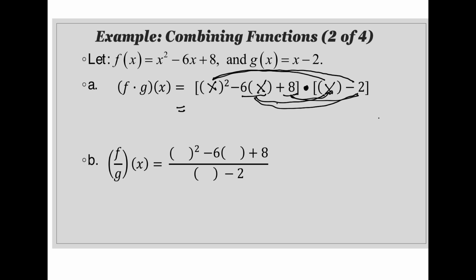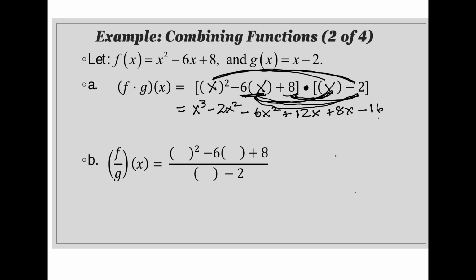So starting with x squared, that's x squared times x, or x cubed. Then we have x squared times the minus 2, so minus 2x squared. Then we go to our minus 6x times positive x, so that's minus 6x squared. Then we have minus 6x times minus 2, so minus times minus is plus 12x. And then we have positive 8 times x, so plus 8x. And then positive 8 times minus 2, so minus 16.